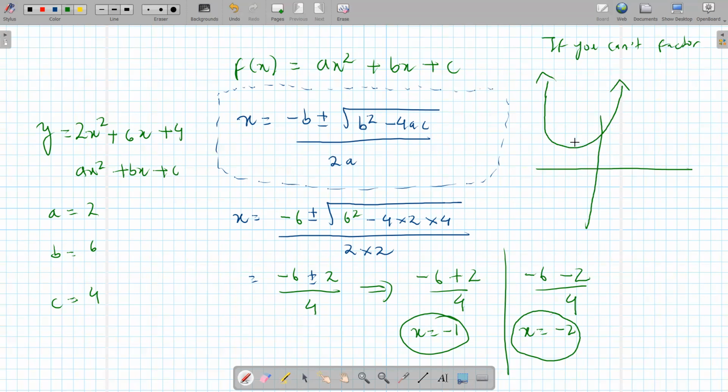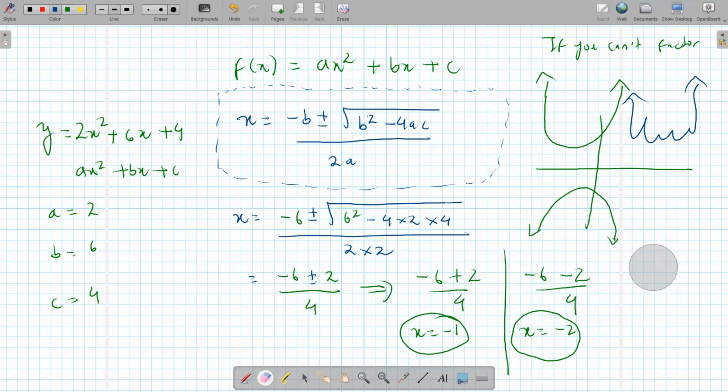So x-intercept is when it touches the x-axis. Does it touch the x-axis ever? No, so it has no x-intercepts. Okay, graphically, that's how you can tell if something has an x-intercept. Again, it doesn't necessarily have to have x-intercepts. Degree 3 has to have because it crosses it. But degree 4, degree 6, all these guys, they don't have to have x-intercepts.